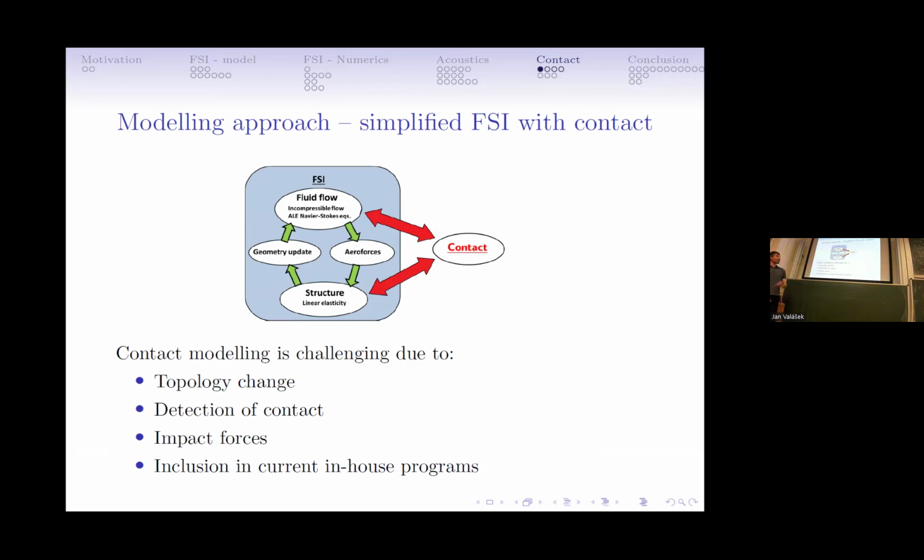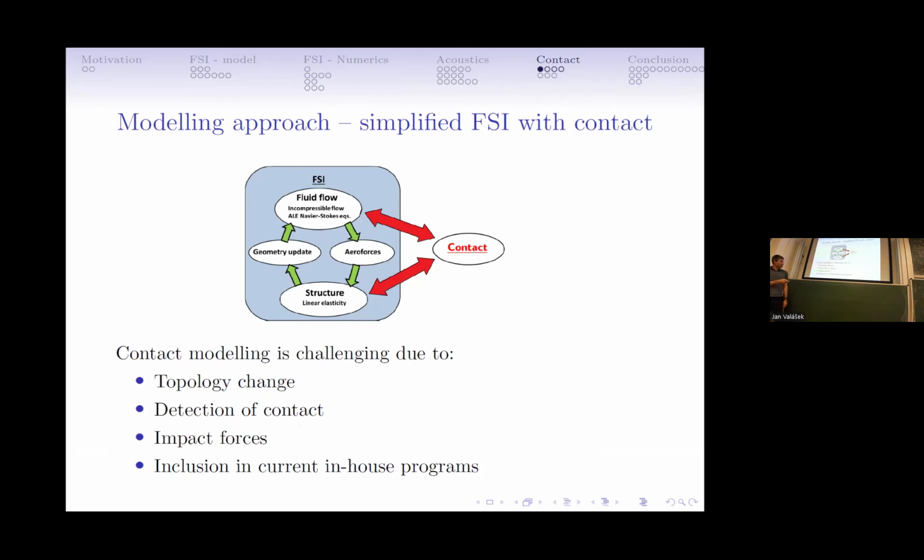Okay, so in the end I have a more recent work where we would like to address the problem with contact modeling, and this is complicated due to many cases. First of all, some topology change happens in this domain, and this is also very complicated in our ALE framework connected with the finite elements. And then we also have to deal with detecting where the contact is happening, and this impact force is usually quite large and has very rapid dynamics.